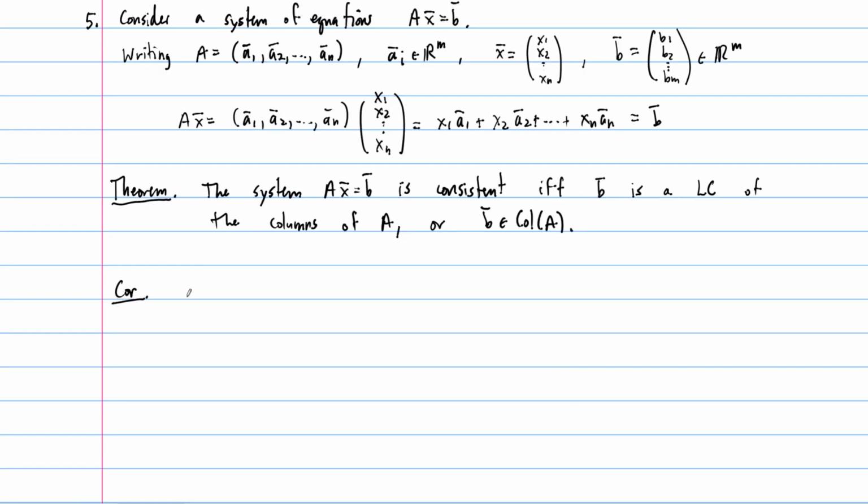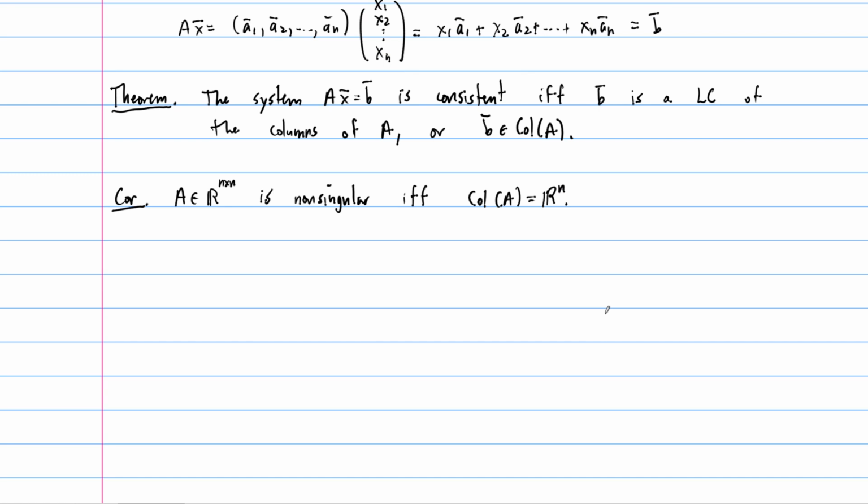And the corollary says that A in Rm by n is non-singular. Remember, that means that this should be n by n, sorry. Non-singular is for square matrices only. So for a square system, A in Rn by n is non-singular if and only if, and I want to write this in the language of our column spaces, if and only if the column space of A is equal to all of Rn.